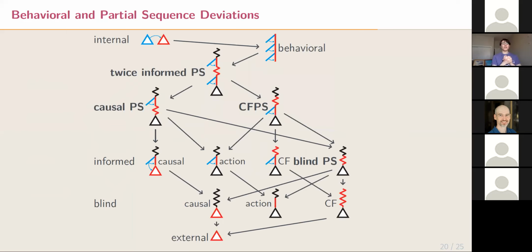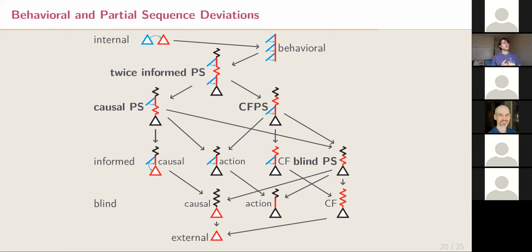And now I want to just give a little hint of what we've done in the follow-up paper to expand this work. You can add a bunch more deviation types. So here I've added what we're calling partial sequence deviation types. They're highlighted in bold. There are 4 different versions. There's blind partial sequence, causal partial sequence, counterfactual partial sequence, and twice informed partial sequence. And they're all subsets of a larger but natural class of deviations in extensive form games called behavioral deviations, where you have independent transformations at every decision point.